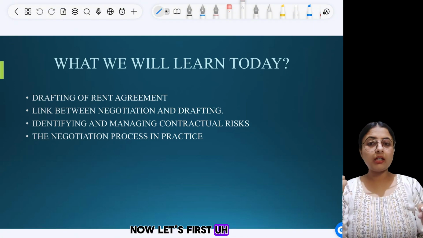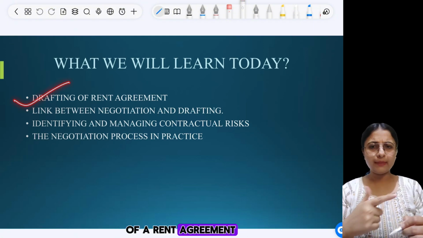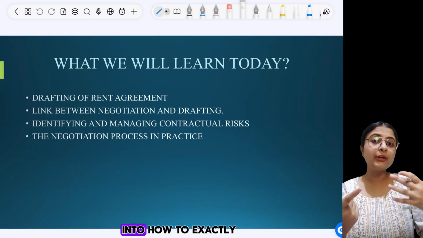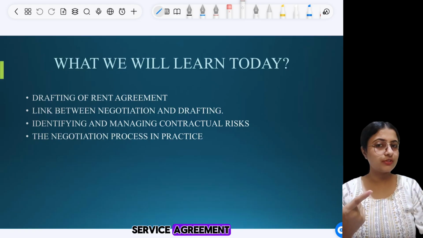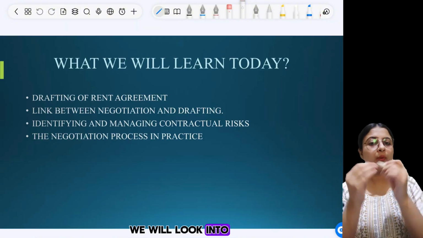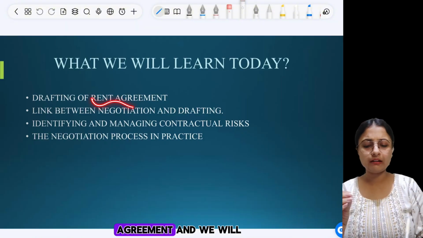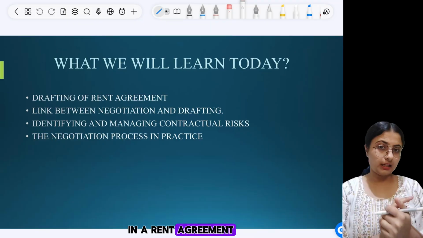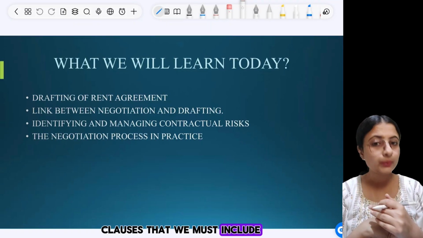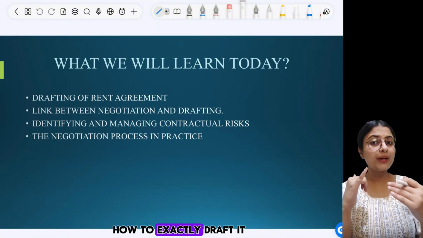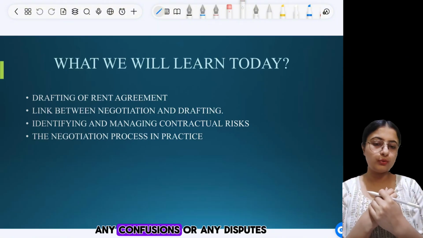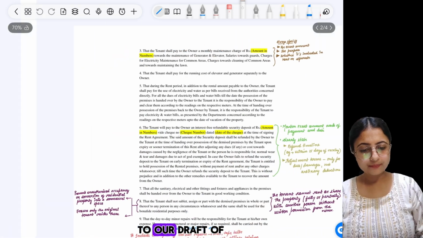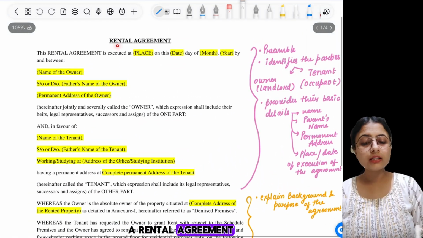Now let's first start with the drafting of a rent agreement. We have already studied how to draft an NDA and a service agreement. Similarly, we will look into a draft for a rent agreement, and understand how we draft different clauses, what the important clauses are that we must include, and how to draft it in order to avoid any confusions or disputes. So let's move on to our draft of a rental agreement.